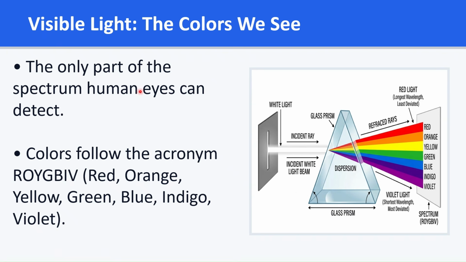So the colors, the only part of the spectrum human eyes can detect. So mora niya to ma-detect na colors o ang combination ani na mga colors. The colors follow the acronym ROY G. BIV. Remember these visible lights? So each color has a different wavelength. Kahilahin ni sila og wavelength. Red has the longest. Ang red ang pinaka-longest wavelength. And ang violet has the shortest wavelength.